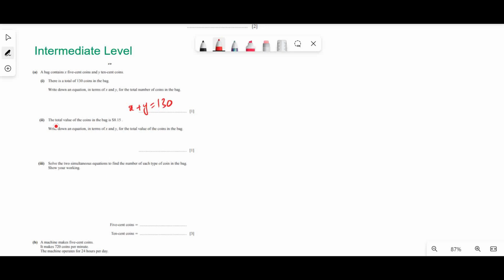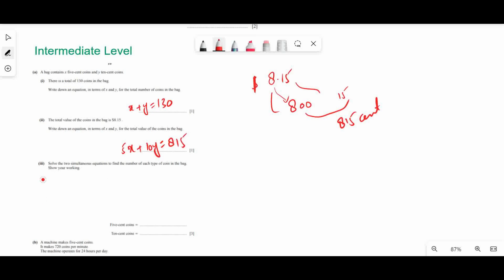Now let's move to part B. The total value of the coins in the bag is $8.15. So $8.15 means it has 800 cents for $8 and 15 cents. So in total we will have 815 cents. Now 5 cents, so it means that 5x plus 10y is equal to 815.